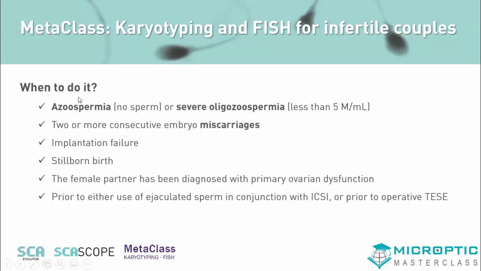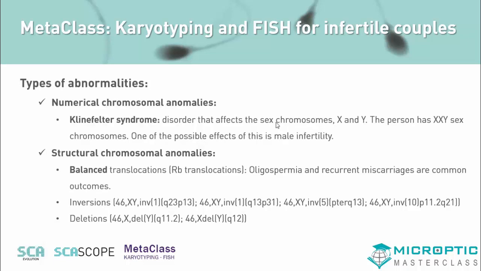And when to do it? Normally, if you have a semen sample with azoospermia, so there are no sperm, or a severe oligospermia, with less than 5 million per milliliter, it's good to do a karyotype. Also if the couple has 2 or more consecutive embryo miscarriages, implantation failure, stillbirth, if the female partner has been diagnosed with primary ovarian dysfunction, or prior to an ICSI or a test. So do the karyotype in these cases.